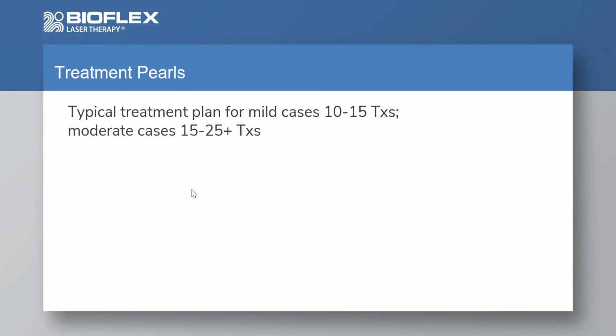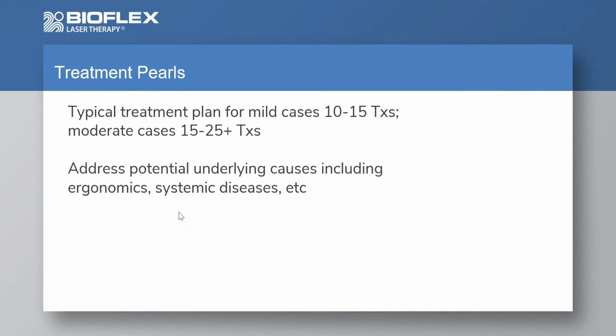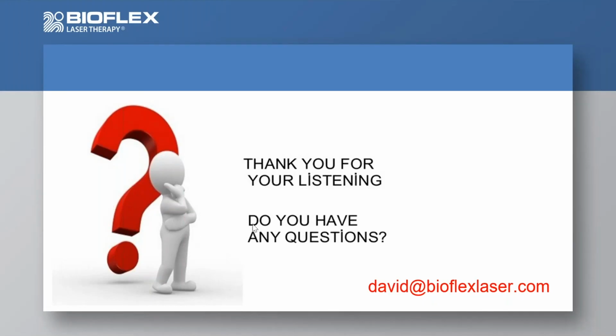And remember that you're going to be subjectively and objectively measuring any change of the symptoms and make sure that the patient's on board with understanding what they need to do ergonomically at home as well, or at the workplace or what have you. So don't forget to address these underlying causes, whether it's ergonomics or systemic diseases, that kind of thing is all quite important.